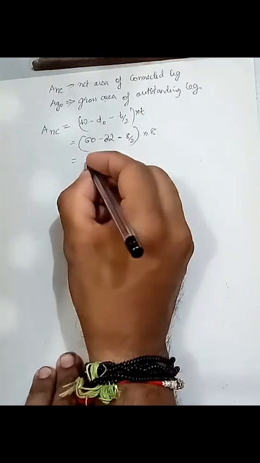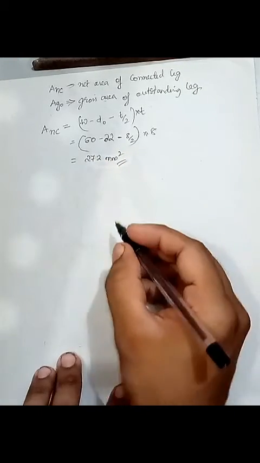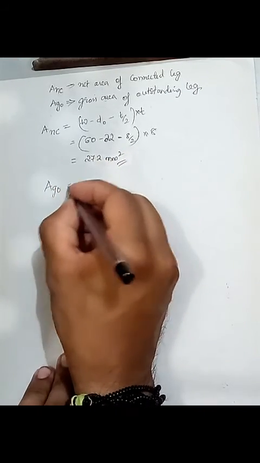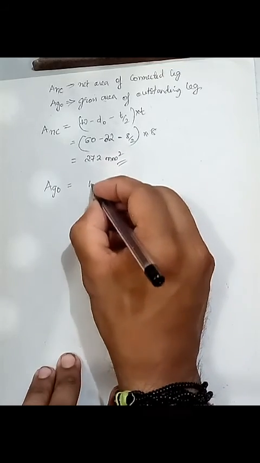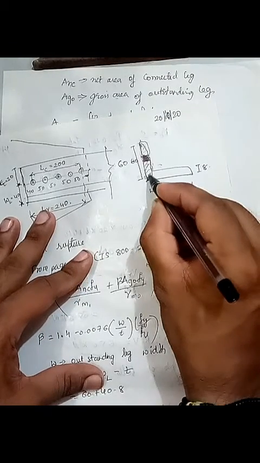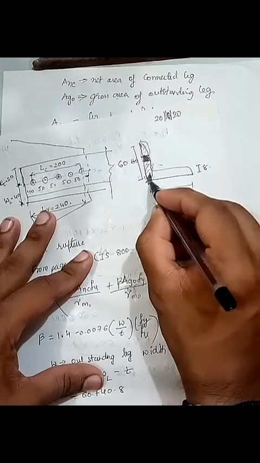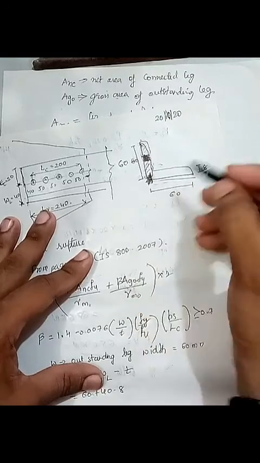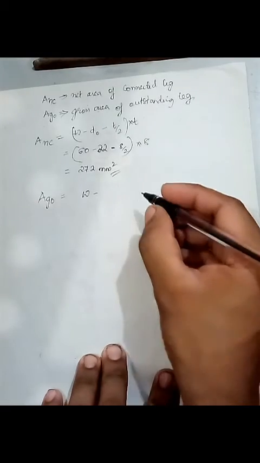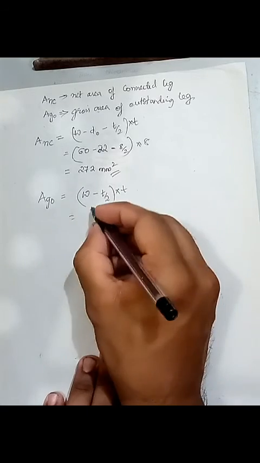Now AGO is a gross area, meaning without any deductions. So it's W, but this is the outstanding leg. From this outstanding length until this center, not the total, you have to exclude this part. So from 60 you have to remove half of the thickness. So W minus T by 2, here there is no bolt hole, into T. Therefore 60 minus 8 by 2 into 8, I get 448 mm square.